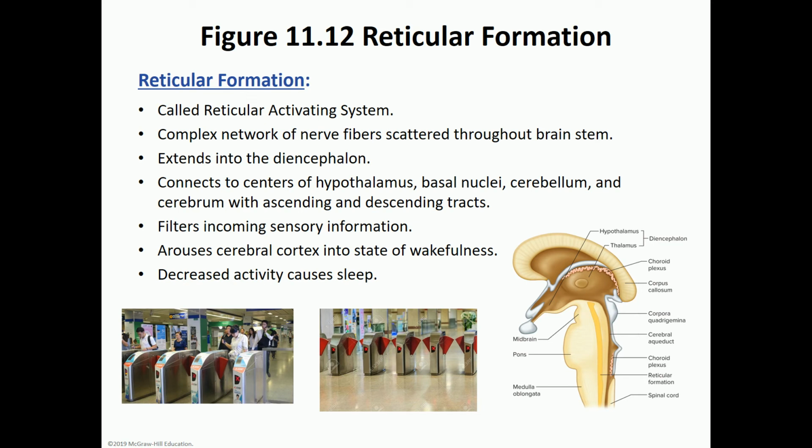So when we're asleep, there is noise around us, or there might be noise around us. There might even be light sometimes, but we sleep through it, and that is due to the function of the reticular formation.